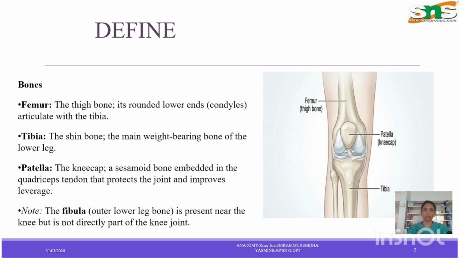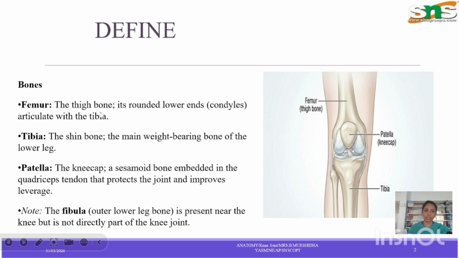To define what the knee joint is and how the joint is formed, it is formed by the major bones of the lower limb, in which the femur, thigh bone, the tibia, leg bone, and the patella together form a joint called the knee joint. So the lower end of the thigh bone and the upper end of the leg bone together form a joint called the tibiofemoral joint.